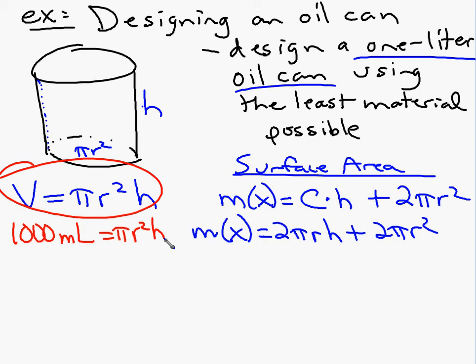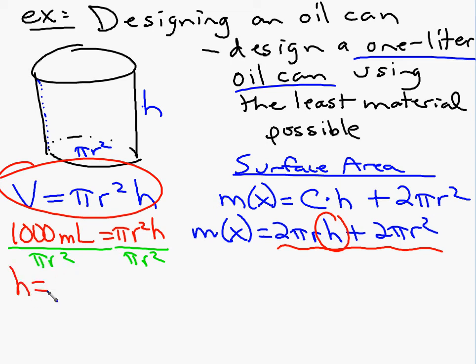Now, what we can do now, if you look at my formula over here, I have an r in both places. I think it's going to be easiest if we eliminate this h. So let's solve this thing over here for h and divide both sides by pi r squared. And now I have that the height is equal to 1,000 divided by pi r squared. And now I am ready to plug that into my surface area formula.